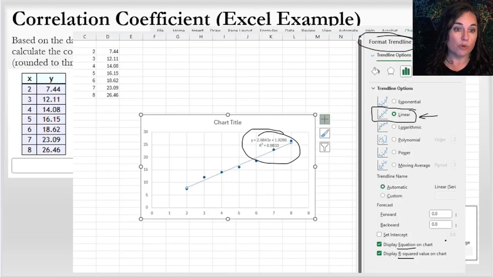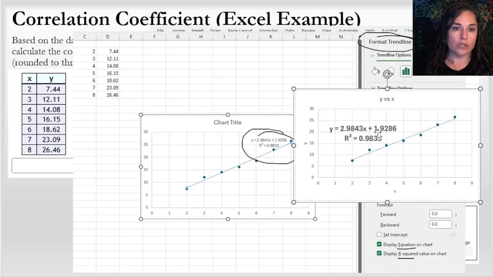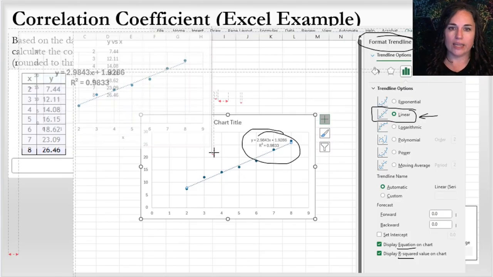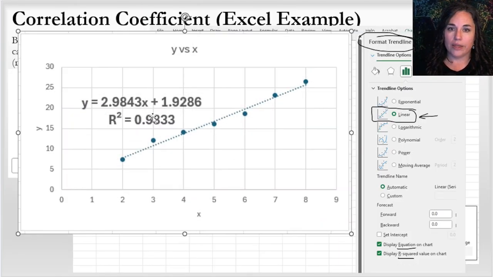So that's why it's important for you to go into format trend line, because that's how you get that equation and the R squared on your chart. What I like to do, and I'm creating another layer here, I like to take that text box, I just click on it and I make it bold, and then I make the font bigger.